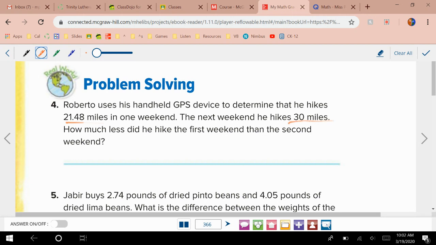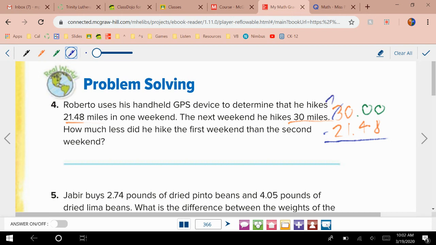So all we have to do here is subtract 30 minus 21.48. And then we're going to go ahead and add these zeros here so they all have the same amount of zeros. It's really important, really helpful. All right, so 0 minus 8, we can't do that, so we need to borrow. But we got lots of zeros here, so we need to go really far back to borrow.